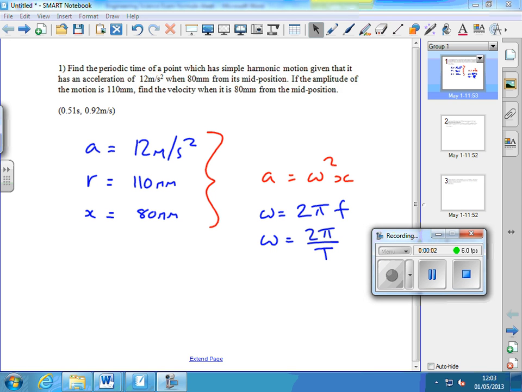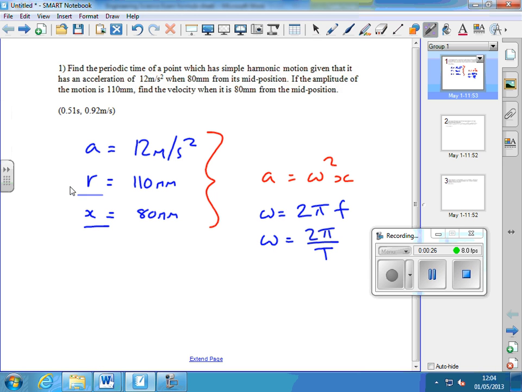So for this first tutorial question for the simple harmonic booklet number 6, we give extract information as usual. We know the acceleration is 12 meters per second squared. The amplitude is r, so know what these symbols mean. The amplitude is r, which is 110 millimeters, and the displacement x is 80 millimeters.